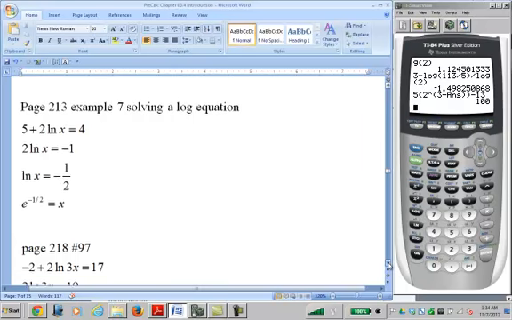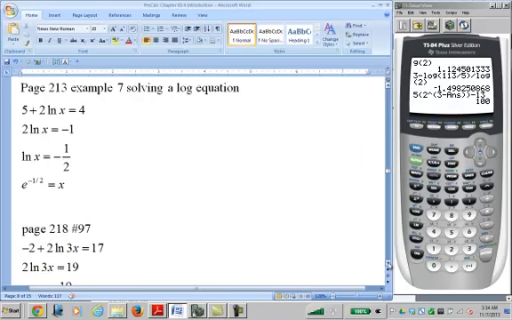Okay. There's more. Another example, solving a log equation. Do reciprocal operations until you've isolated the log with the variable in it. So the log of x equals negative 1/2. Exponentiate both sides. E to the negative 1/2 equals e raised to the power of ln of x. X equals e to the 1/2. I skipped that step in here.